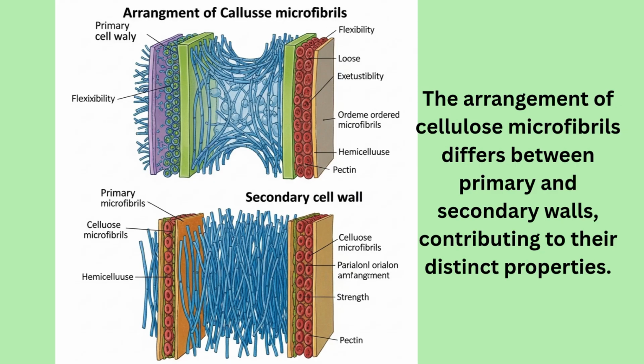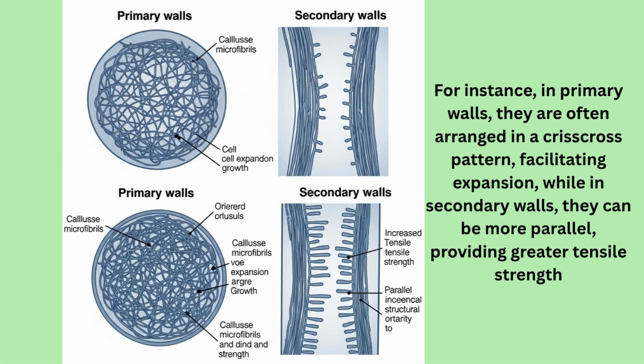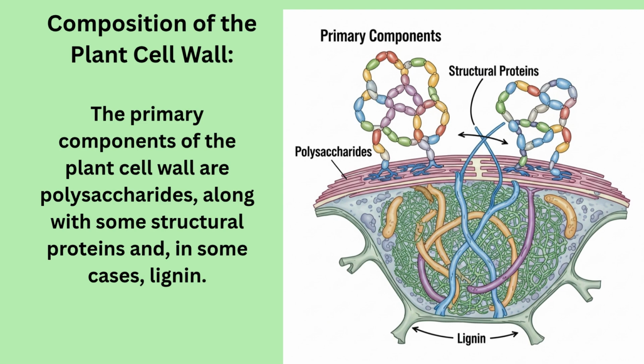The arrangement of cellulose microfibrils differs between primary and secondary walls, contributing to their distinct properties. For instance, in primary walls, they are often arranged in a crisscross pattern, facilitating expansion, while in secondary walls, they can be more parallel, providing greater tensile strength. Composition of the plant cell wall.